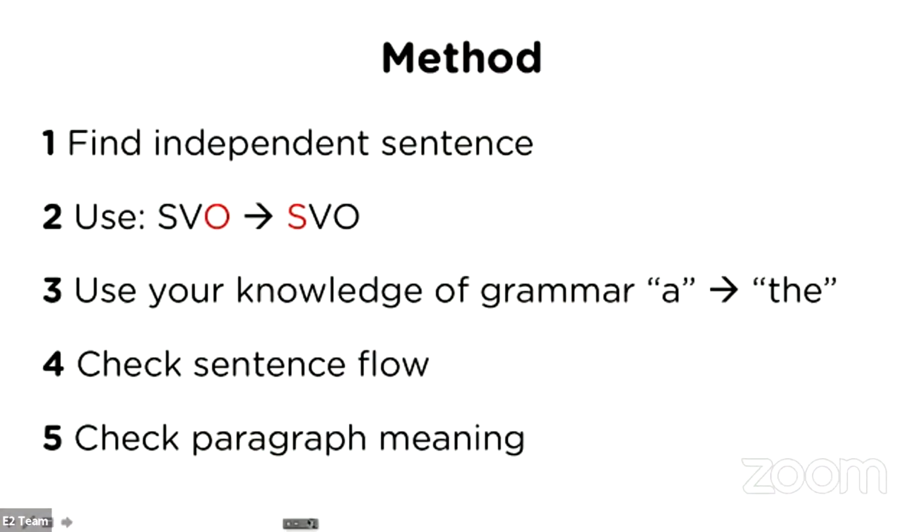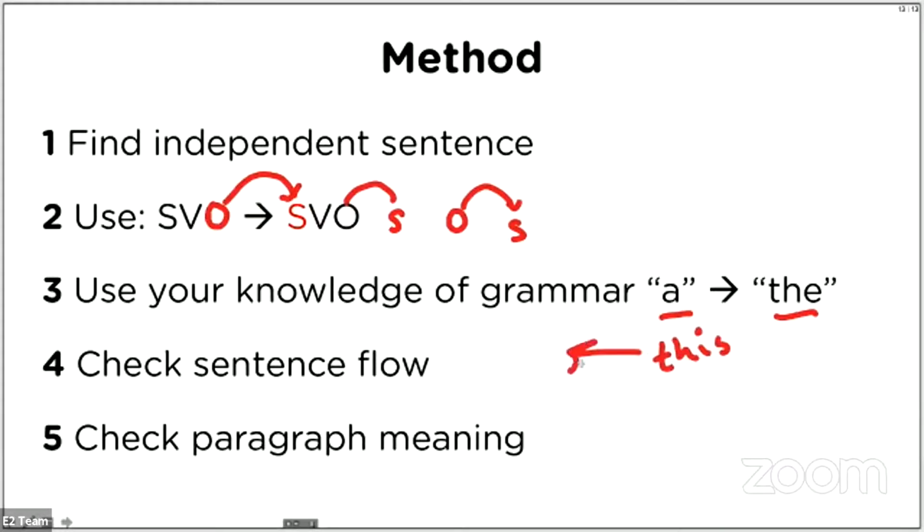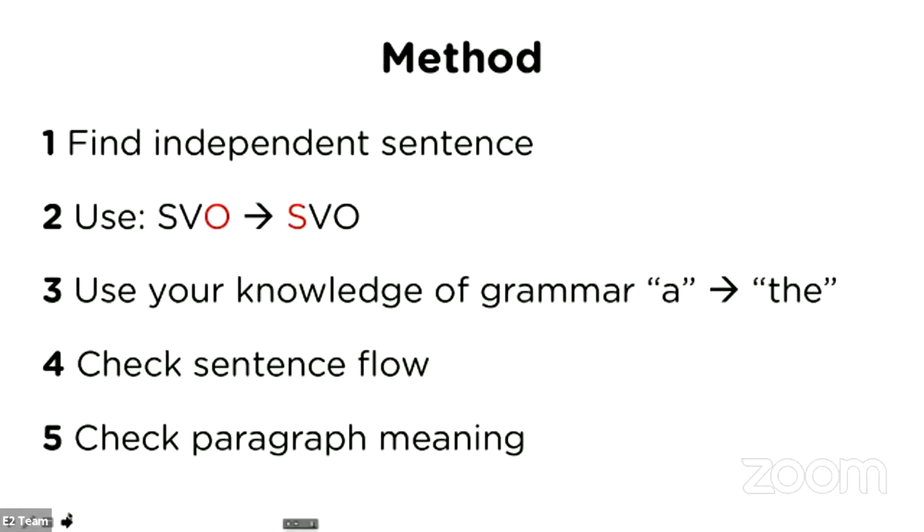What you need to do also is use your knowledge of subject, verb, object, because information in the object is going to transfer to the subject of the following sentence. And this object will go to the subject of the following sentence. This is how sentences link. This is how ideas flow. This is how you build a good paragraph, by the way. You can also use your knowledge of grammar, like 'and', 'the', or 'this', which we know is referring back to something. It's all about sentence flow. Check the paragraph for meaning. Let's do this one here.